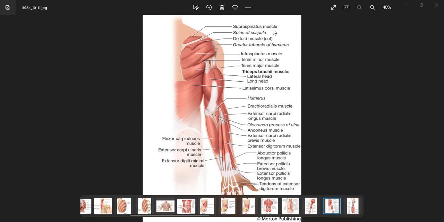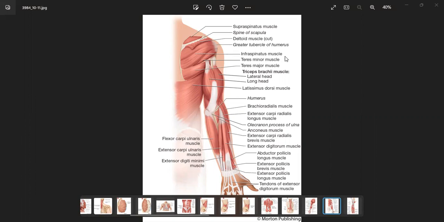This is one of the muscles of the rotator cuff. The name should give you the indication that it sits above the scapular spine. The supraspinatus muscle has the role of initiating abduction, but it also, because it's part of that rotator cuff, will stabilize the shoulder. It originates on the supraspinous fossa and will insert on the greater tubercle of the humerus.